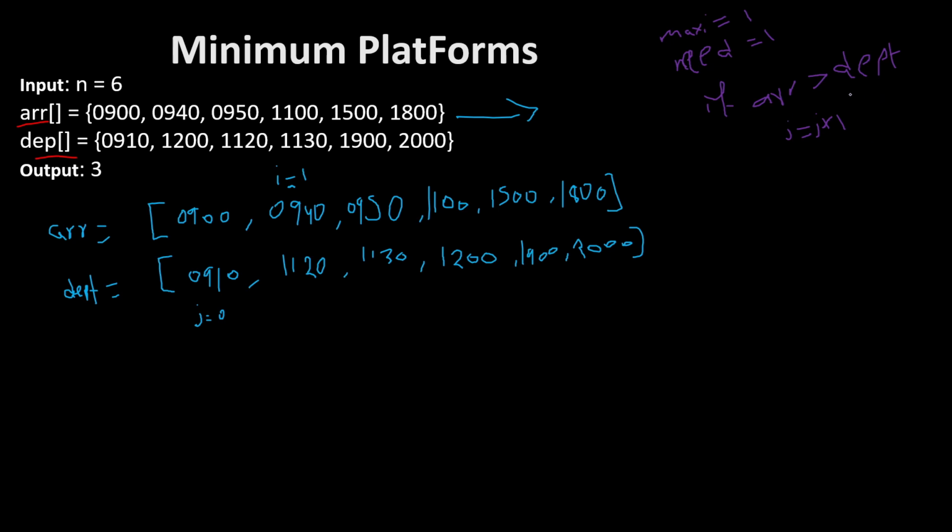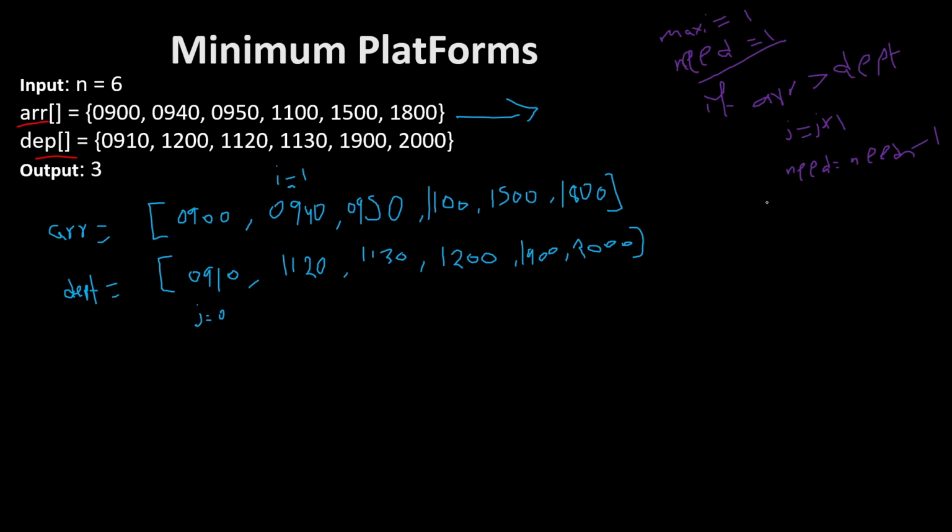So this is the first case: if arrival time is greater than departure time, then we update the j value. As I told, one train will be leaving at this point. So how many platforms do we need currently? Before, it was one platform for the first train. But the train has left, so now we don't need that platform. So we update need as need equals need minus 1, because one train has left and the platform is empty. As we do this, we also take the maximum of need and maxi.